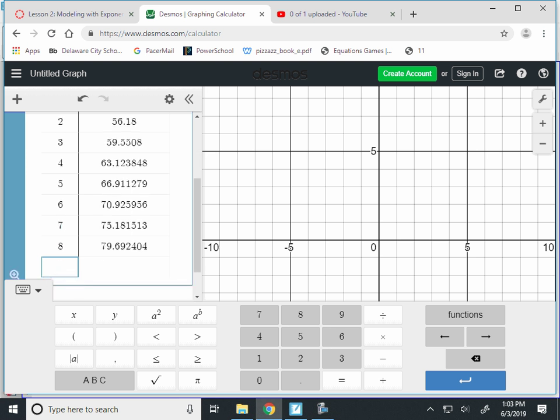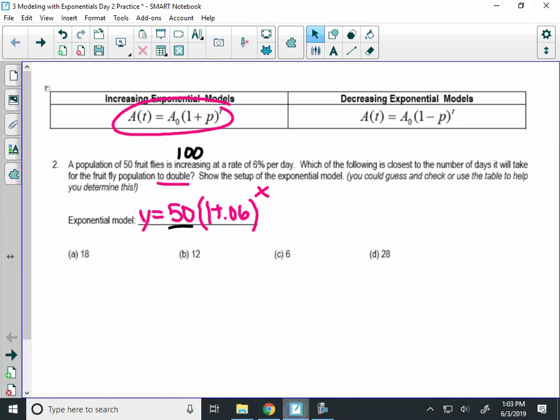7, 8, 12 gets me to 100. That was probably pretty close. Is that on my multiple choice? Yes, it is. So B would be your answer. It takes about 12 days until you get 100 fruit flies.